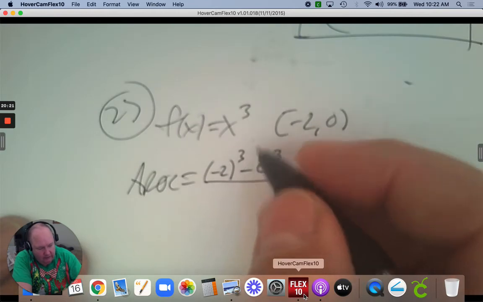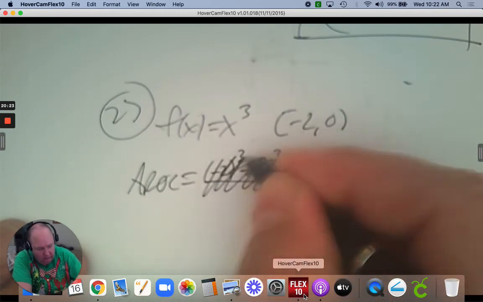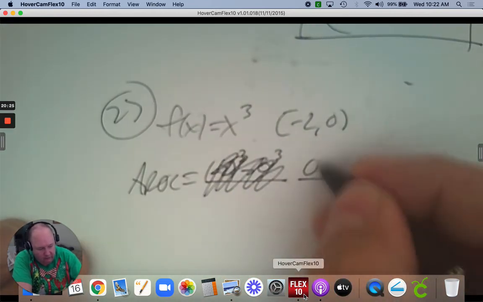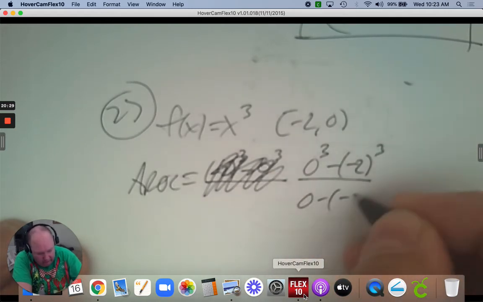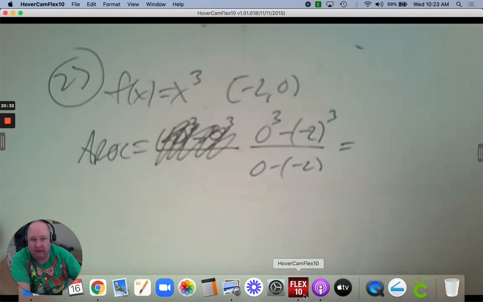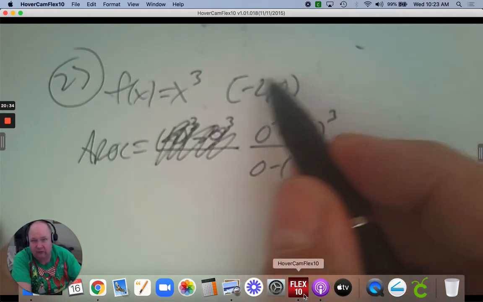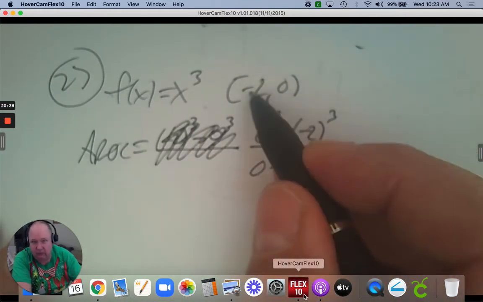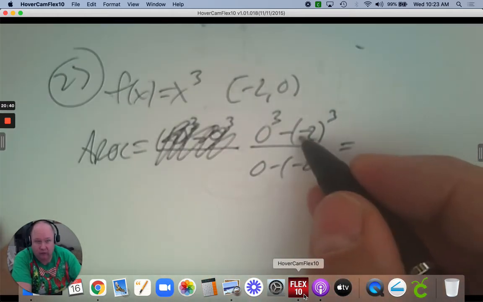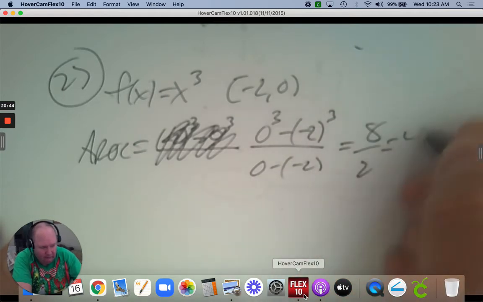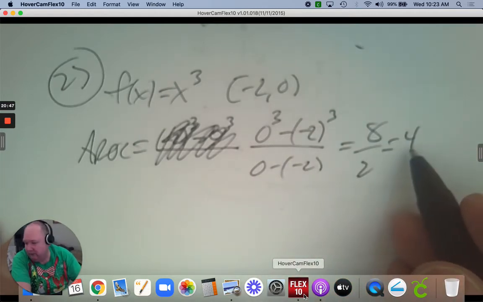Here, actually I put the order wrong. So 0 is greater. So it's 0 cubed, subtract -2 cubed, and then 0 subtract -2. That's how the order goes. So y2 minus y1, x2 minus x1. To find the y value, you plug in to find it. So this is -8, but the negative and the negative makes it +8 over 2. So the average rate of change is equal to +4.